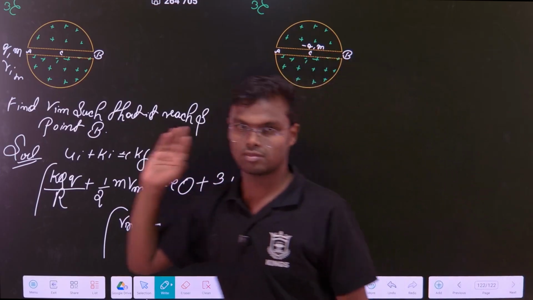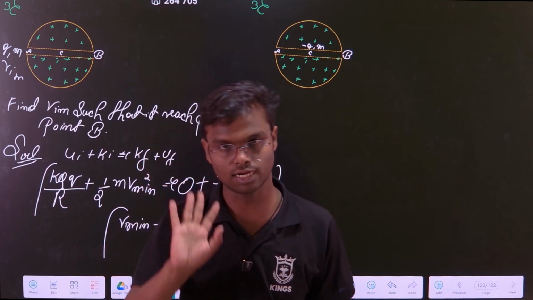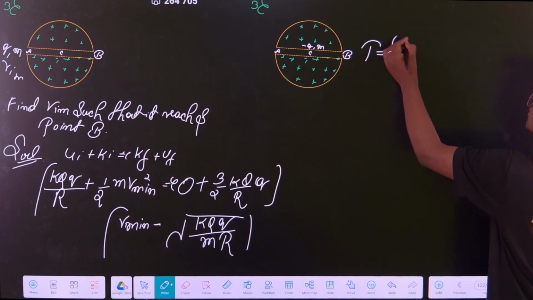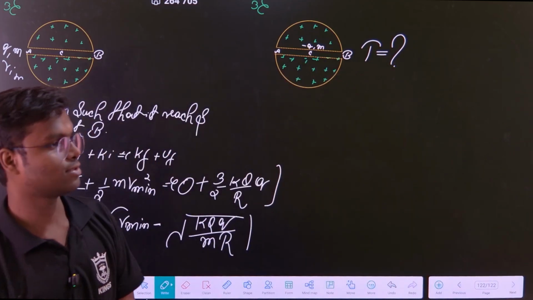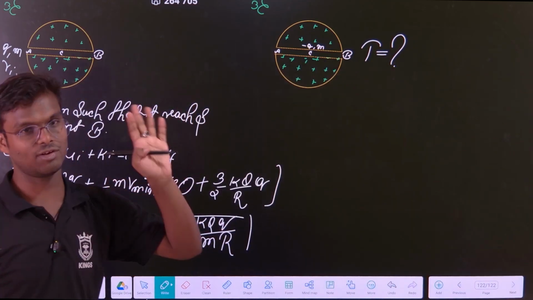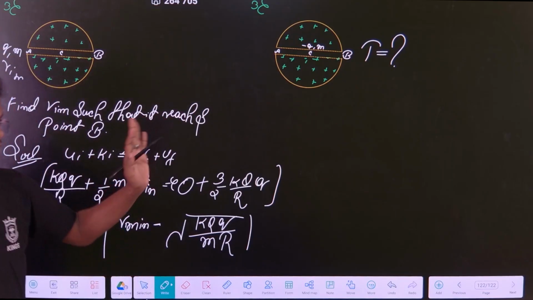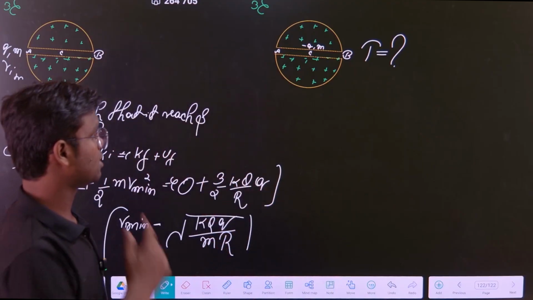Correct or not? Is it okay for you or not? First of all, it will oscillate obviously. So my question is, what is the time period of oscillation? Okay, so how will you find the time period of oscillation? Use your common sense. It's very simple. How to find the time period of oscillation for this?